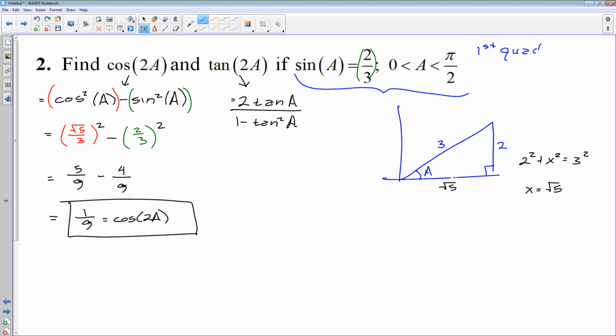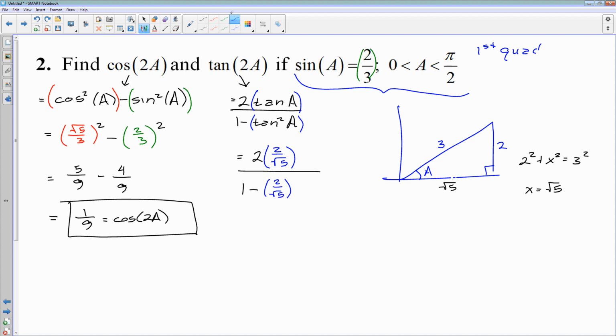Now we need to do the same thing with tangent. Tangent of a is going to be a little bit uglier. Tangent is opposite over adjacent, so that's going to be 2 times tangent of a, which is 2 over root 5, and then over 1 minus tangent squared. Tangent is 2 over root 5.